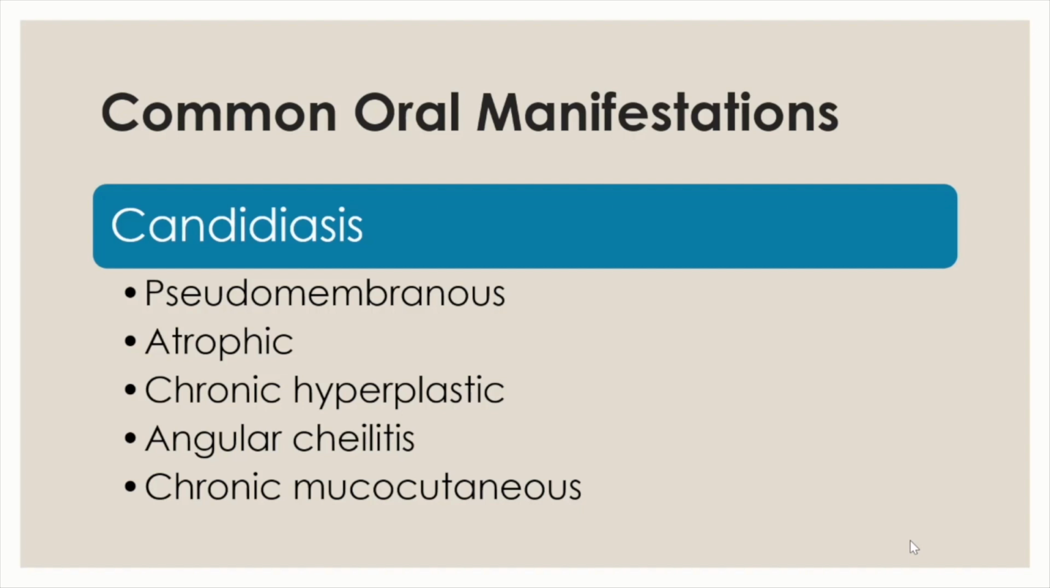For angular cheilitis, it is usually present as red or fissured areas at the angle of the mouth, and usually caused by Candida albicans and also Staph aureus. For chronic mucocutaneous candidiasis, it is a persistent superficial Candida infection that may develop during the very first few months of life, producing granulomatous involvement of the mucous membranes, nail beds, scalp, and also the skin.